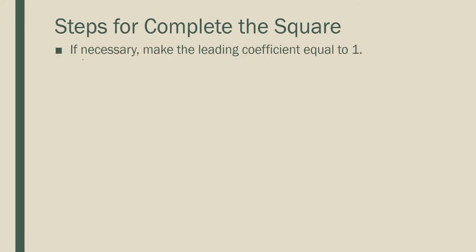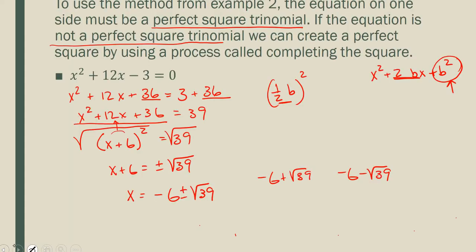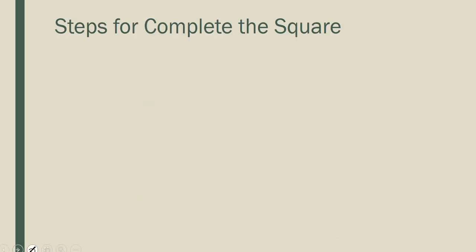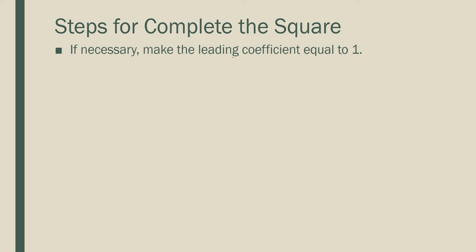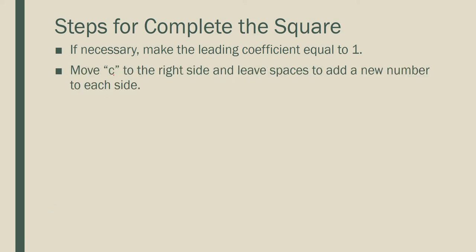The first step is, if necessary, make the leading coefficient equal to 1. Remember back here, I said that we were always going to just have a 1 here. So if I have to, I'm going to make the leading coefficient equal to 1. I'll show you how to do that in a minute. Then move C, the constant, to the right side and leave spaces to add a new number to each side.